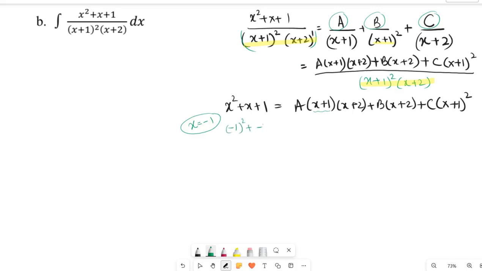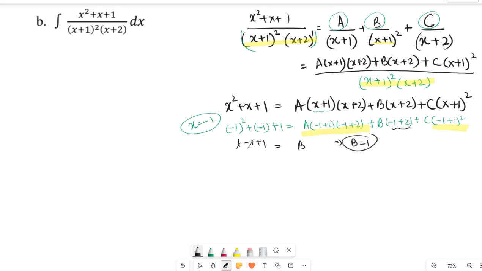(-1)² plus -1 plus 1 is equal to a times... When I put -1 here, that's going to become 0. Notice that: -1 plus 2, plus this factor is also going to become 0. So this is 0, this is also 0. What are we left with? 1 minus 1 plus 1 equal to 2 minus 1, which is 1, times b. This cancels, that implies b is equal to 1. So we already found b.